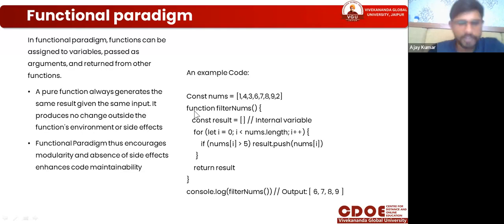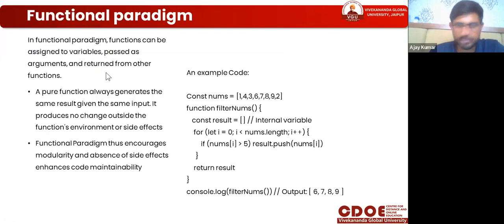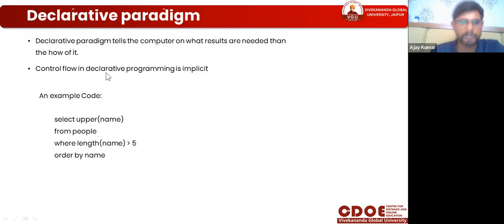Functional paradigm. Okay. The fourth type of paradigm is declarative. The declarative paradigm tells the computer what result is needed, rather than the how of it. Control flow in declarative programming is implicit.